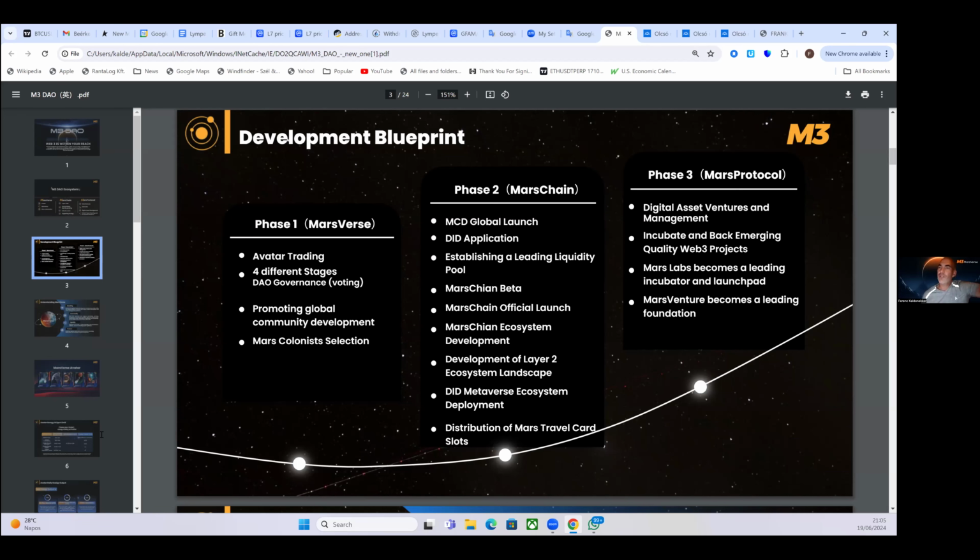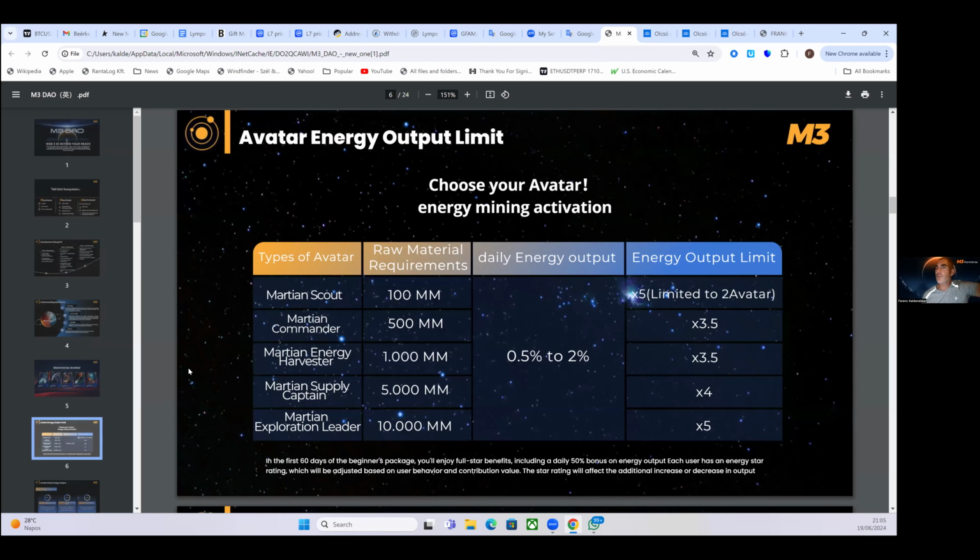And actually, all the avatars are producing reward. You can see on this slide, the daily energy output of the avatar is starting from 0.5% to 2% a day. I will explain to you where the money is coming from and how we're generating profits. So, okay, just take this information.